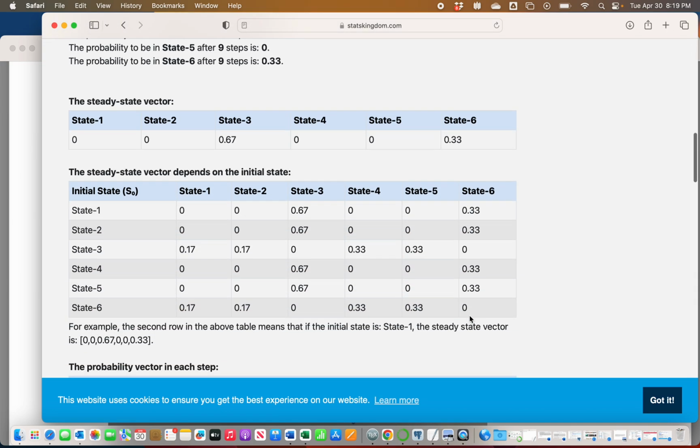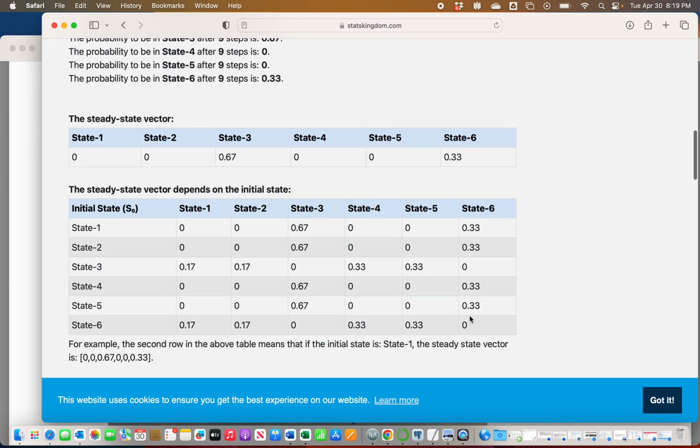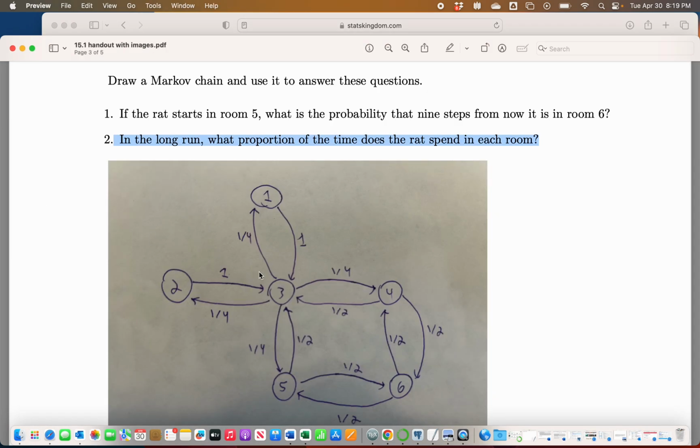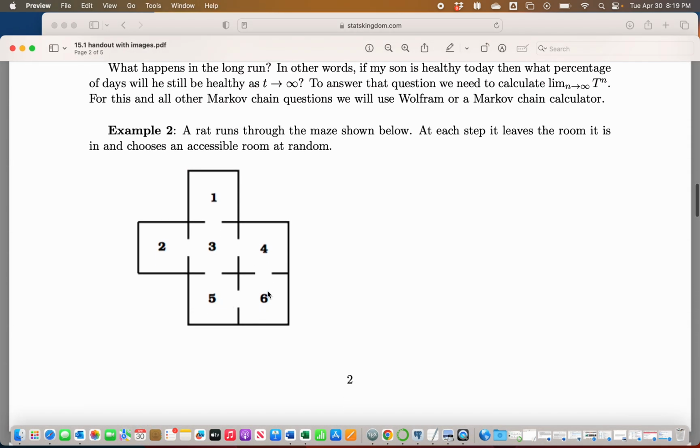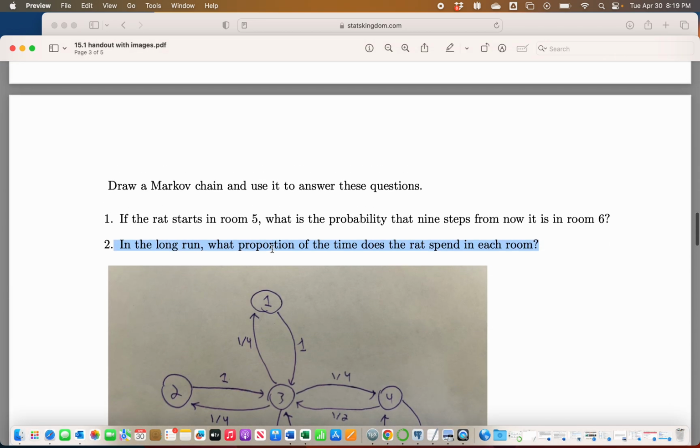But there's some kind of even-oddness happening here, right? There's no good limit in this answer because back up here, if I take an odd number of steps, I could always be in room 6 if I feel like. If I take an even number of steps, I could always get back to state 5. So there's not a great answer to this question. What proportion does it spend in each room? Because it does depend on where you start and how many steps you're taking. So it's not like you can always answer a question like this.